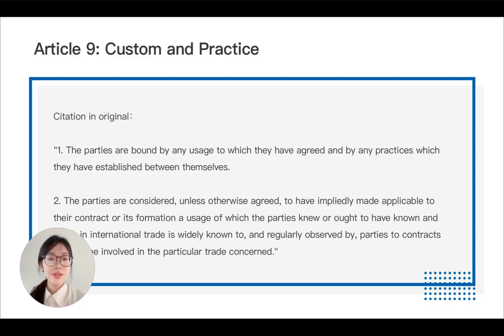The parties are considered, unless otherwise agreed, to have impliedly made applicable to their contract or its formation a usage of which the parties knew or ought to have known and which in international trade is widely known to, and regularly observed by, parties to contracts of the type involved in the particular trade concerned.